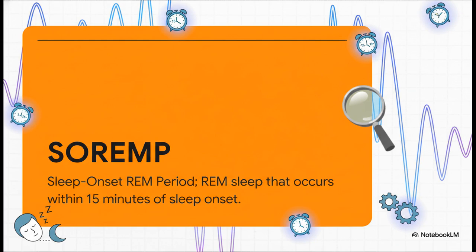The other critical piece of data you're on the hunt for is a SOREM. That stands for Sleep Onset REM period. This is when a patient jumps into REM sleep super quickly. We're talking within 15 minutes of falling asleep. Spotting one of these is significant. Spotting 2 or more is a major indicator for narcolepsy.